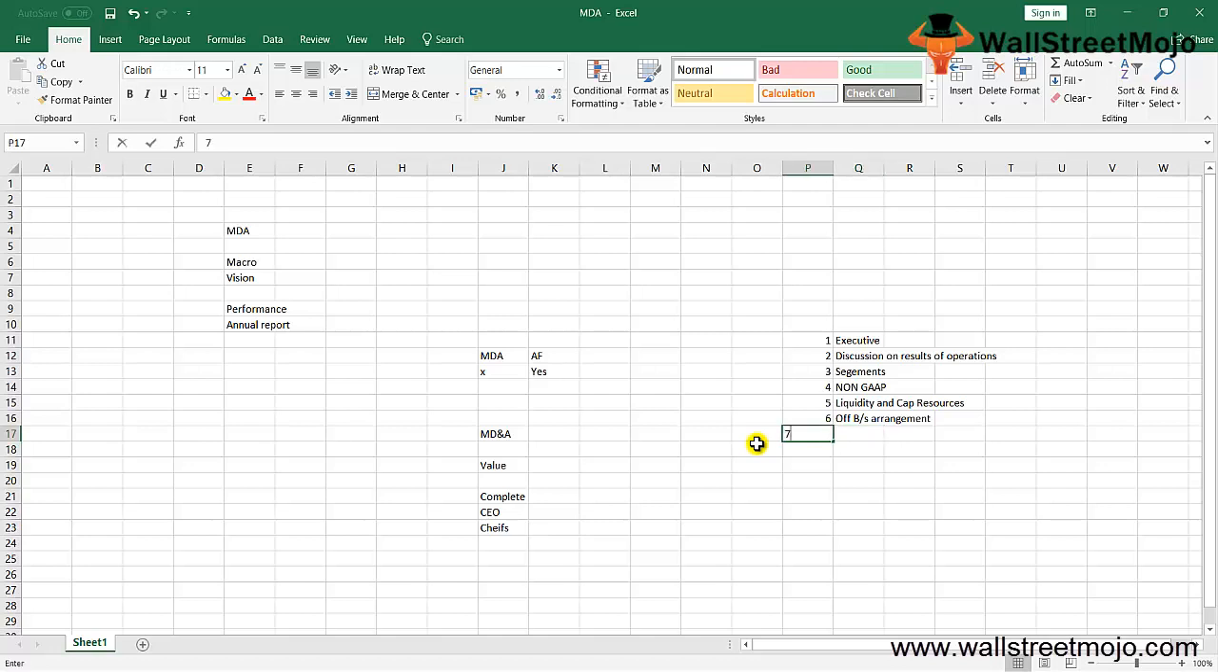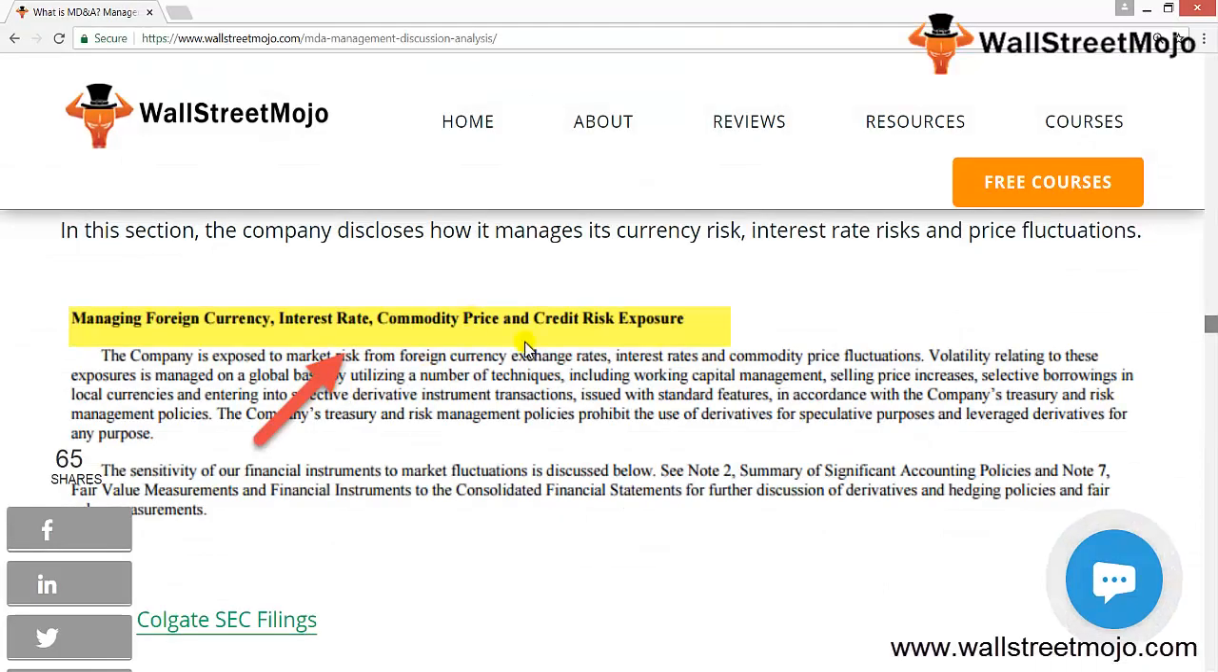The seventh point of management discussion analysis in this section is managing your foreign currency. So that is your next item is foreign currency, interest rate, commodity pricing, and credit risk exposure. So in this section, the company discloses how it manages its currency risk, interest rate risks, and the price fluctuation. So managing the foreign currency, let's see basically how the details go about. As you can see over here, this is how the details has been disclosed for managing foreign currency, interest rate, commodity pricing, and credit risk exposure.